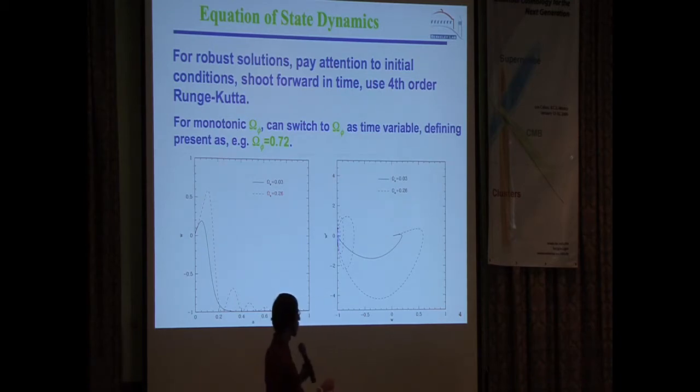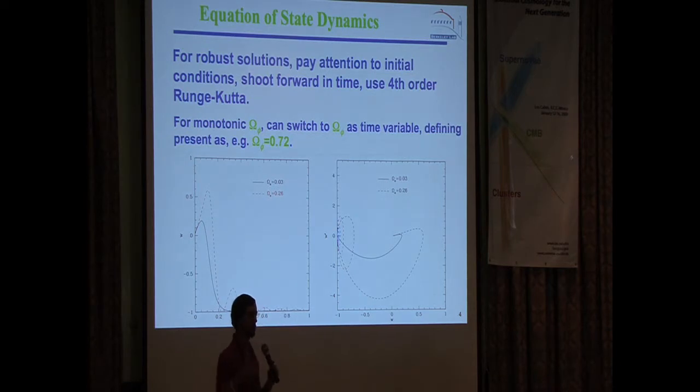And again, you read Numerical Recipes, they'll tell you things like you use fourth order Runge-Kutta. You can download standard programs to go ahead and do that if you want to then play with your very own dark energy model. There's some interesting little tricks you can play.